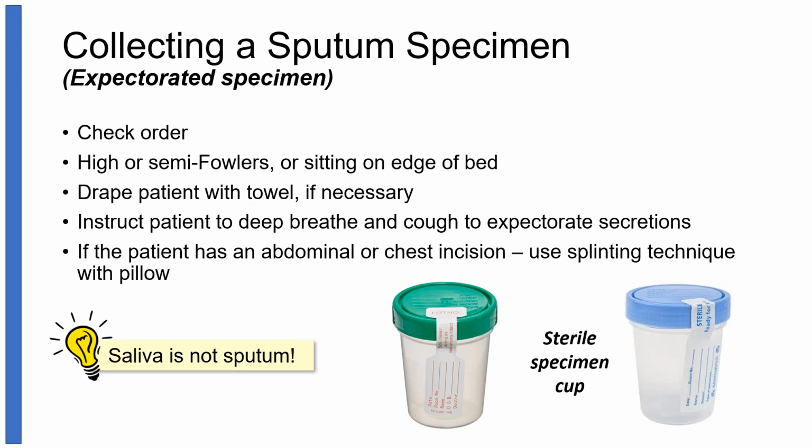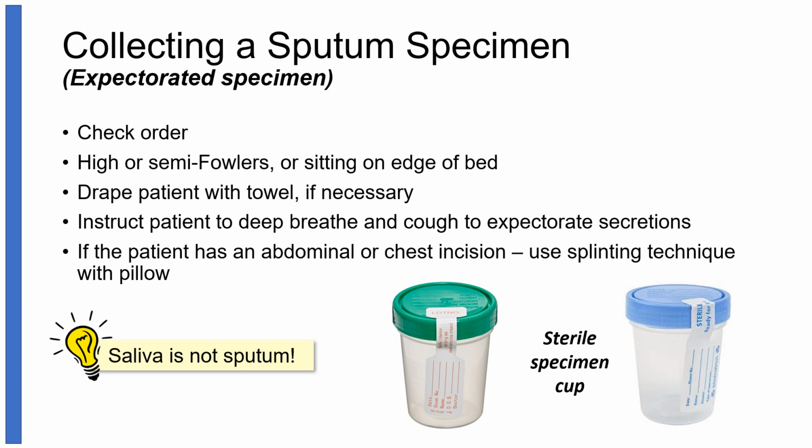So next we're going to talk about how to collect a sputum specimen. There are two ways to do it. The first way is called an expectorated specimen. That means the patient is actually able to bring it up and spit it out themselves. First thing you're going to do is check the order, and we want to have the patient in a good position, either high or semi-Fowler's or sitting up in bed. They can be dangling on the side of the bed, it just depends on the patient. You want to protect the patient with a towel if necessary, if you think it's going to get messy.